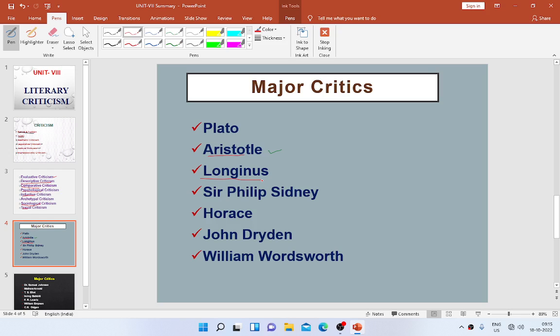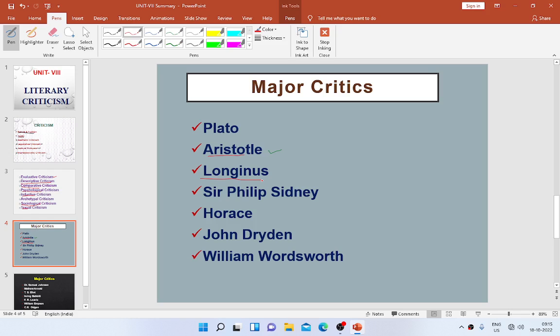So talking about the life of Longinus, he is believed to be Cassius Longinus of Palmyra. His work, especially on the sublime, is most important. We must talk about it.